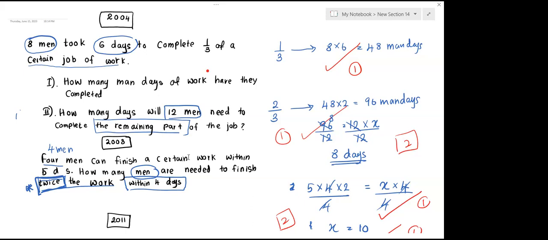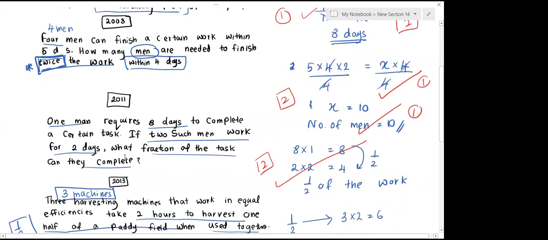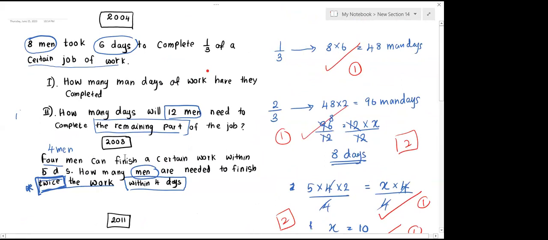Then if it is twice or any fraction of a work, you have to identify it according to the given information in the question. Most of the time there is a question based on man days in the exam. Sometimes there may be a question in the structured essay section, in part B of paper 1.